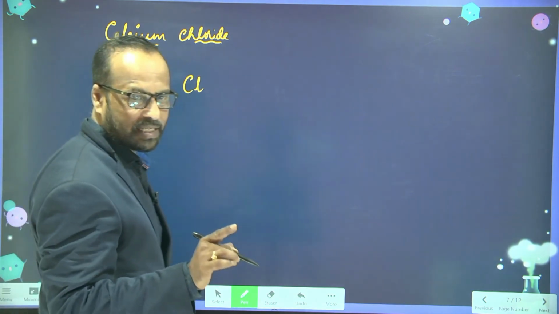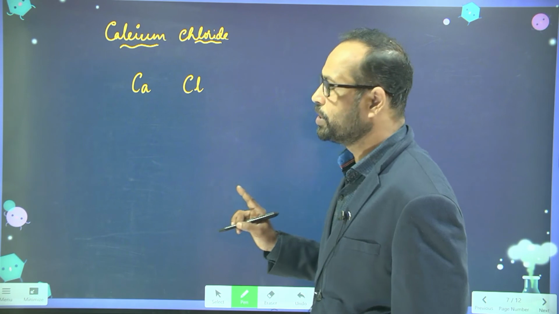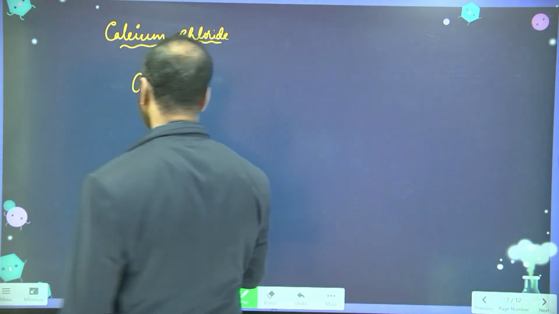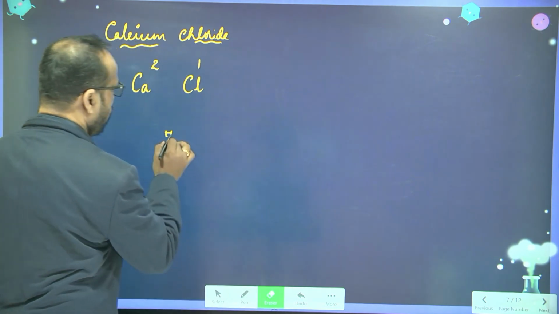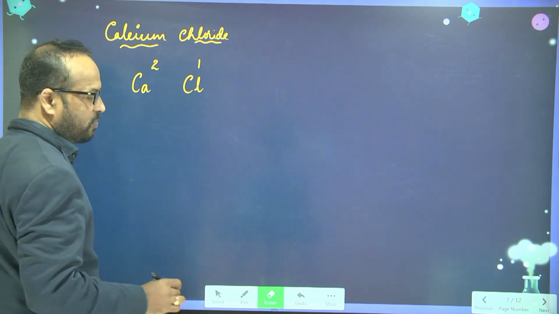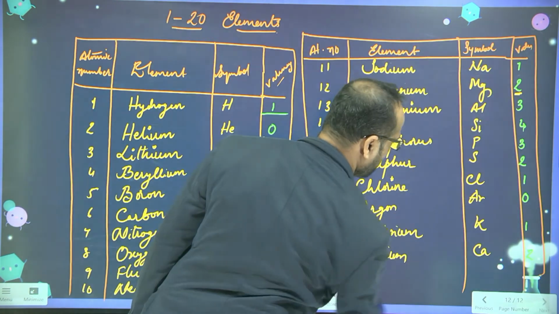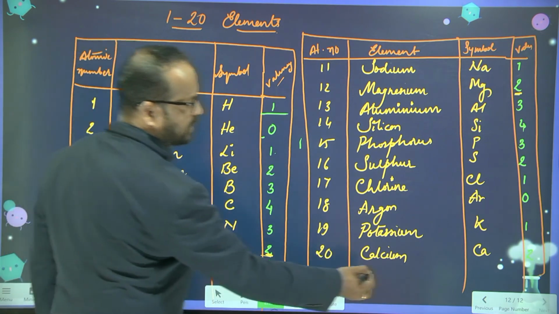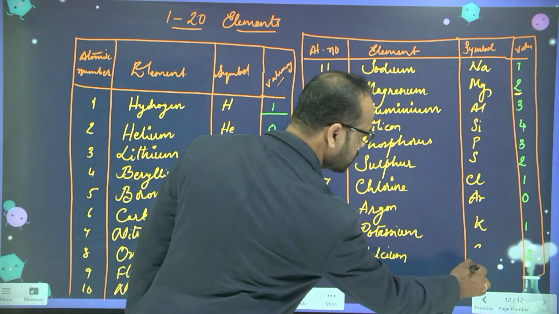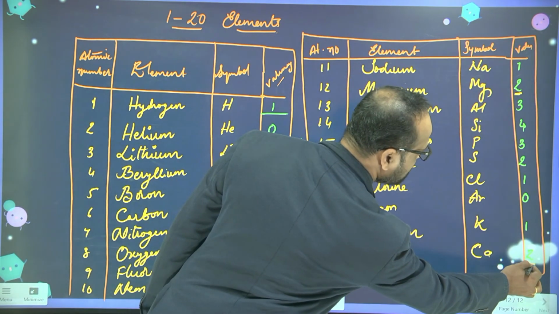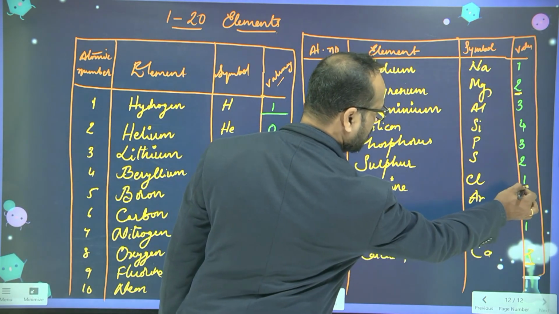Now then what you have to do? Second step. First step is what? To write the symbols. And what is the second step? Second step, you need to write their valencies. So calcium valency is 2 and chlorine valency is 1. If you want, you can check here. Calcium valency is 2 here, and chlorine valency is 1. This is chlorine, see 1.